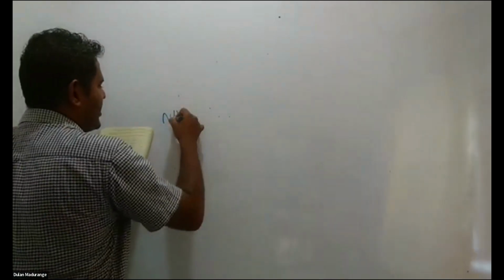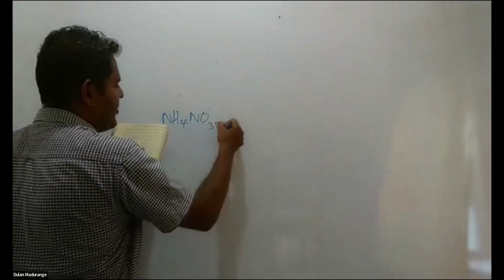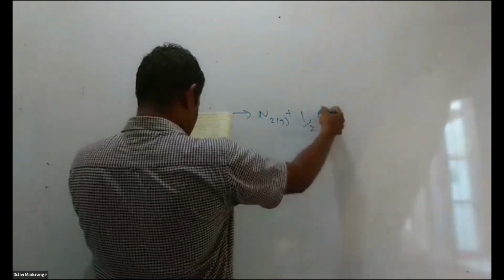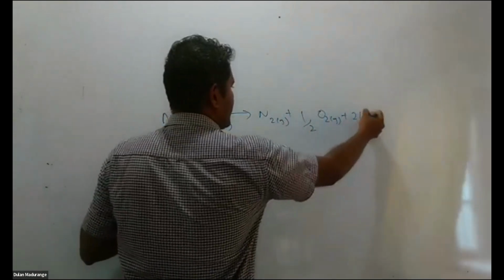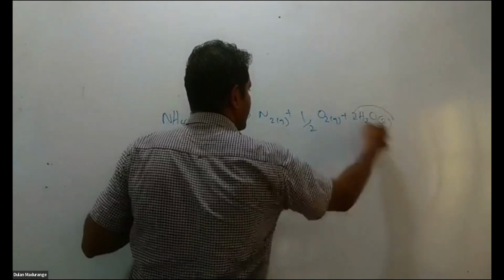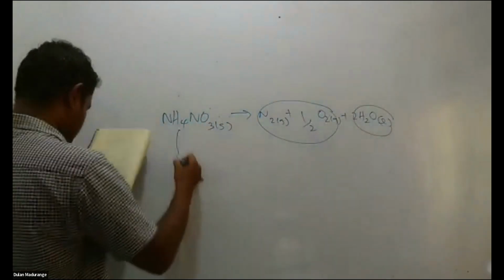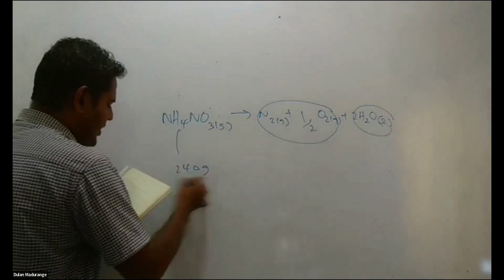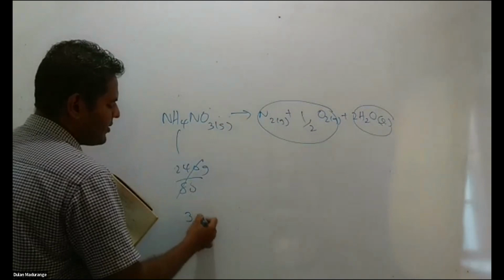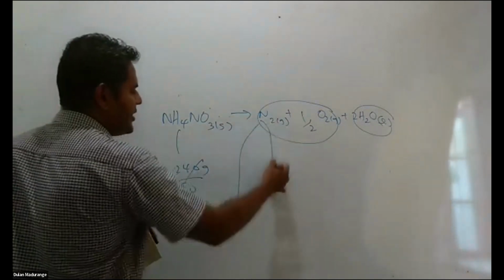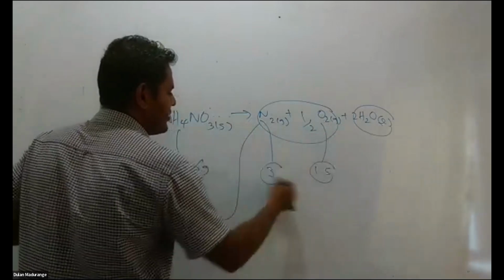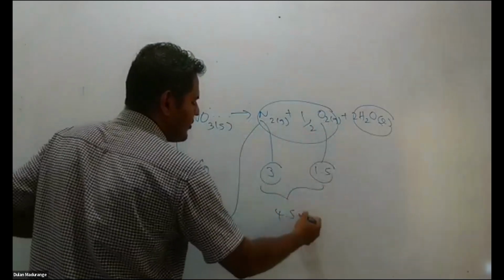So what is the equation? Ammonium nitrate NH4NO3 decomposes to give N2 gas plus half O2 gas plus 2H2O, and we have to consider the H2O as a liquid. Then the amount of gases made: 240 grams divided by the molar mass 80 gives 3 moles of ammonium nitrate. Then nitrogen is 3 moles, 1:1. O2 is 1.5 moles. Adding these two, the total gas moles is 4.5.